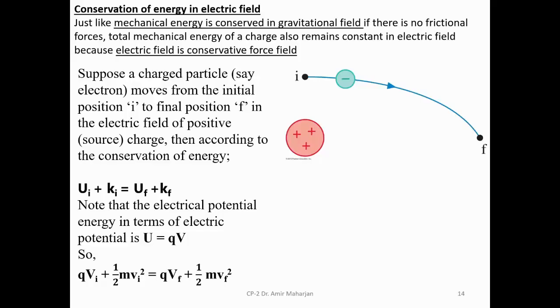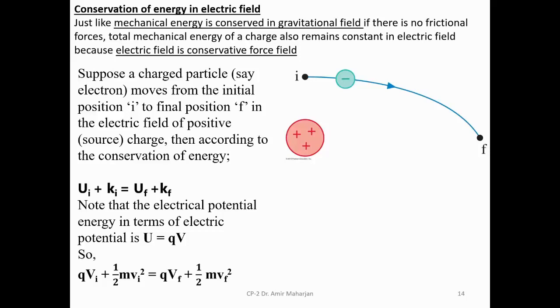So next is energy conservation. Just like if you throw any mass in gravity, or drop any mass in gravity, the total mechanical energy of the mass remains constant. That means the sum of potential and kinetic energy remains constant. Just like that, if a charged particle moves in the vicinity of an electric field, right?